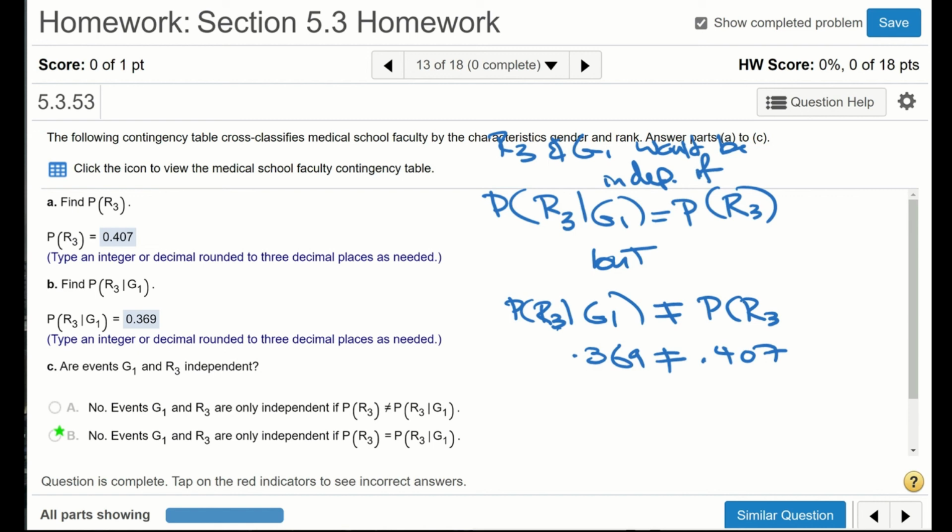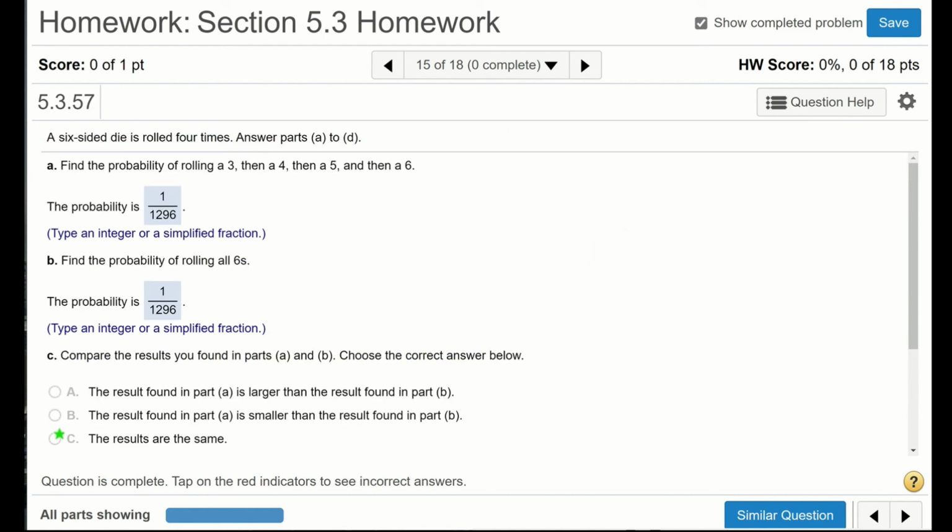Okay. Let's look at one more problem before we call it quits. All right, so we have a six-sided die which is rolled 4 times. First, we want to know what's the probability of a 3 on the first roll, a 4 on the second roll, a 5 on the third roll, and a 6 on the final roll, the fourth roll. And remember, these are all independent events. What your first roll is will have no effect on your second roll, right?